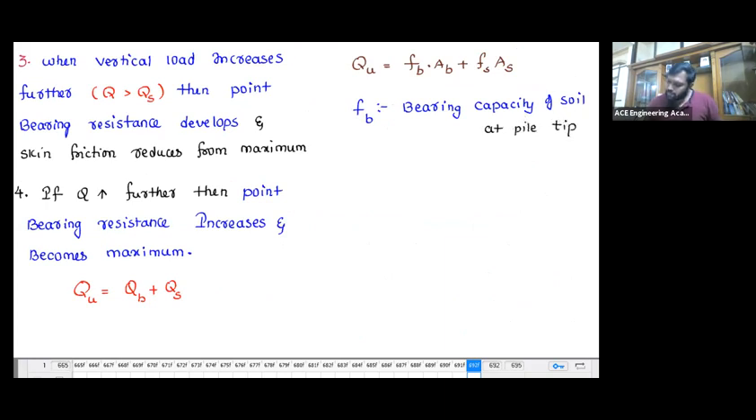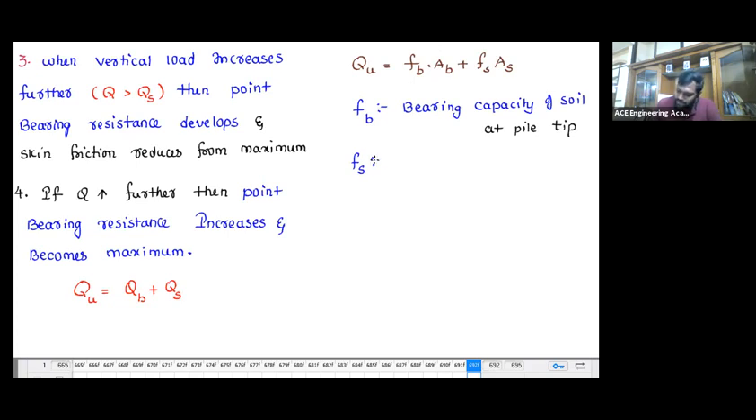And what about the AB, sir? Okay, fine. Now you keep the AB aside. And what about FS? See, this is nothing but load now. The Q is nothing but a load. What is a load? Load is nothing but pressure into area or stress into area. So bearing capacity is a pressure that into area.